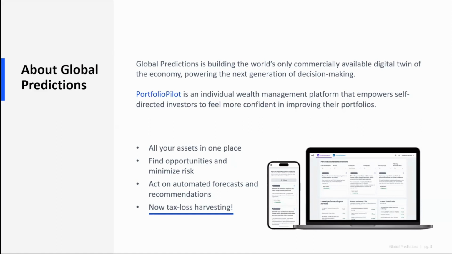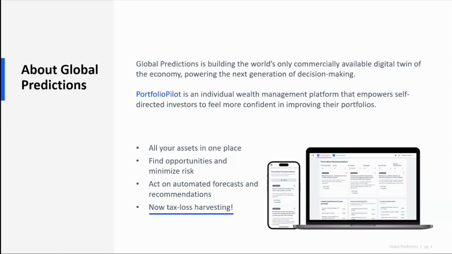So Global Predictions, we are building the world's first commercially available digital twin. And this is going to hopefully power the next generation of decision-making for investors, for multinational corporations and government agencies. The recommendation engine that we built powers PortfolioPilot, which is our individual wealth management platform that empowers investors like you to feel more confident in improving their portfolios.